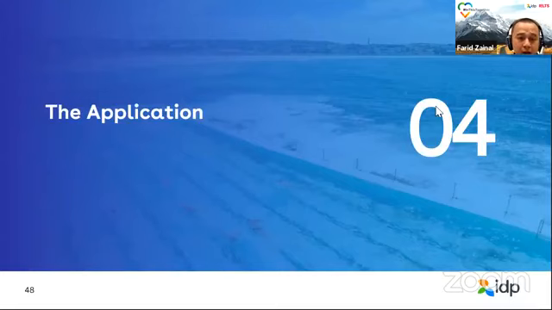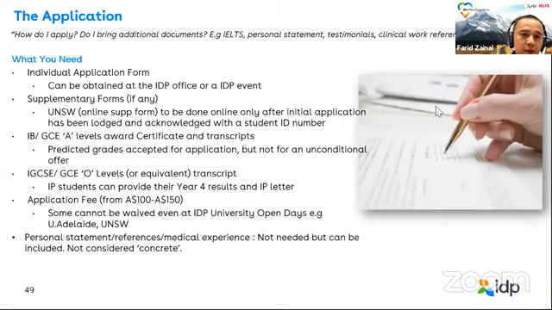We're almost approaching the end, but I will touch on the application itself. Of course, obviously the following is what you will need, and rest assured, your assigned counselor will be assisting you on this. But just to give you a brief, you will need the individual application form. The supplementary form will apply strictly to the University of New South Wales. It will be an online application, and your counselor will guide you through this if you are looking at the University of New South Wales.